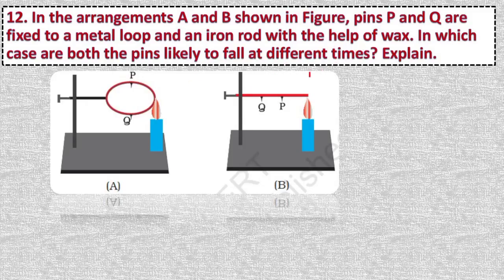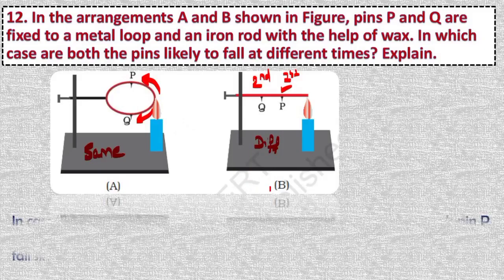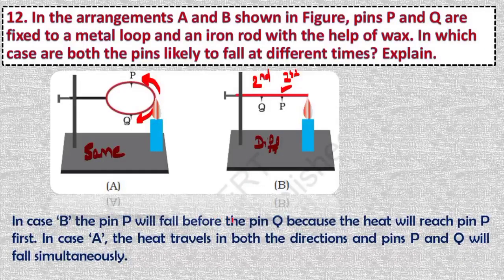In which case are both the pins likely to fall at different times? Explain. In this figure A, the points P and Q are equidistant from the heat source, therefore they will be heated at the same time. But in case B, P is very close to the heat source and Q is far away from it. Therefore, in case B, the pin P will fall before the pin Q because the heat will reach pin P first.